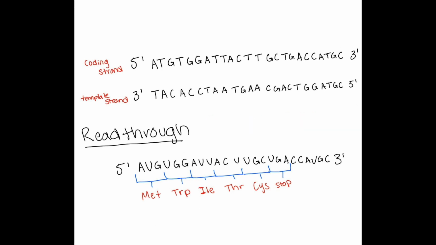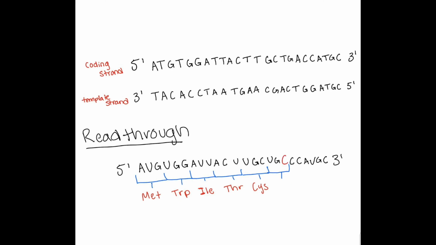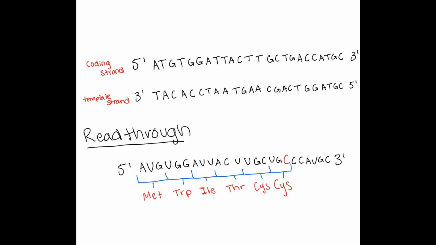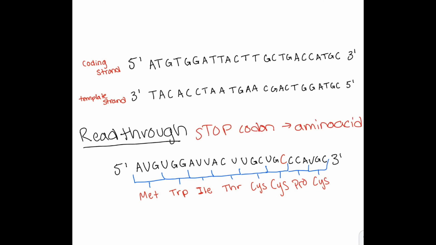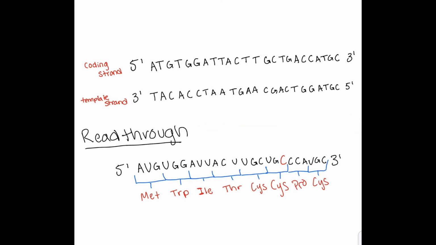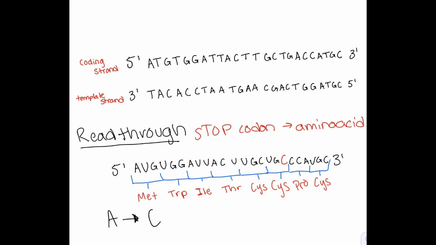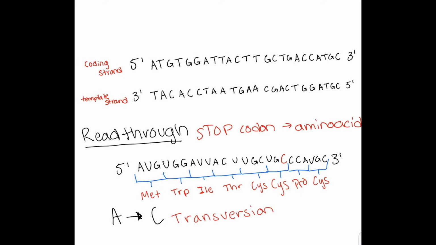Last is a read-through point mutation. Here we are going to substitute a cytosine for an adenine. This will make the stop codon into a codon for the amino acid cysteine and will result in the continuation of translation. The substitution of a cytosine for an adenine is a transversion substitution, going from a purine to a pyrimidine.